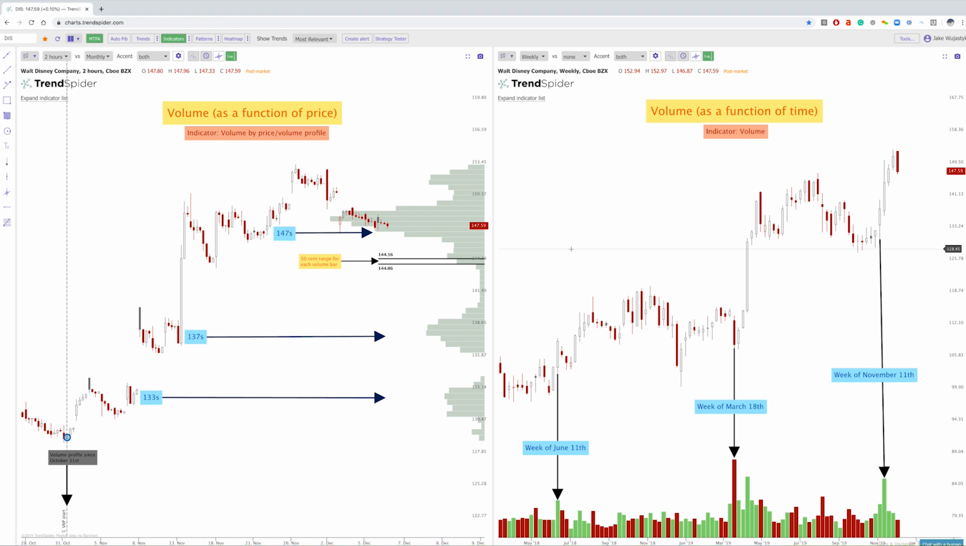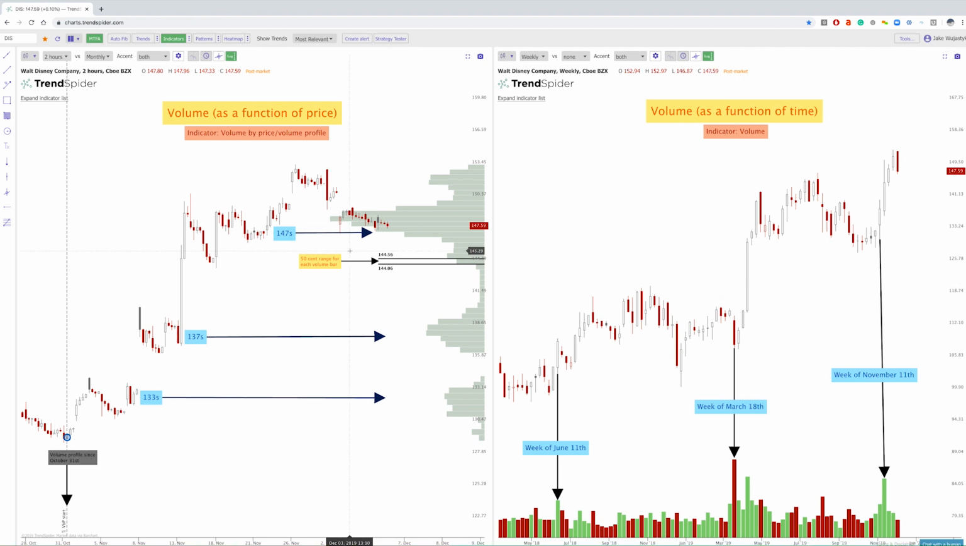And in this particular video, we are going to answer the question, what is volume? And to really answer that question, we need to know what type of chart we're looking at. What I mean by that is if we're looking at volume as a function of price, which we have on the left, or volume as a function of time, which we have on the right.